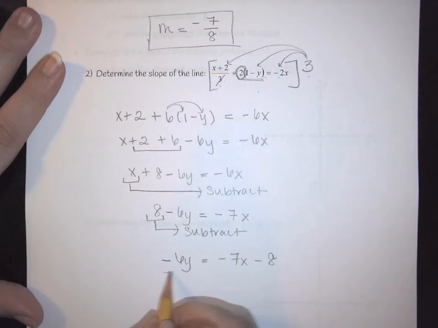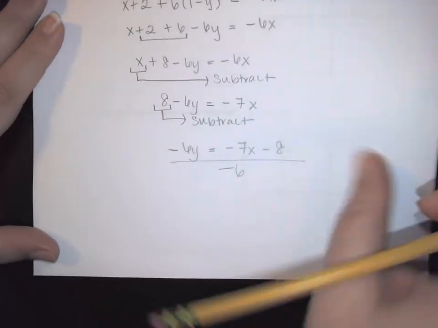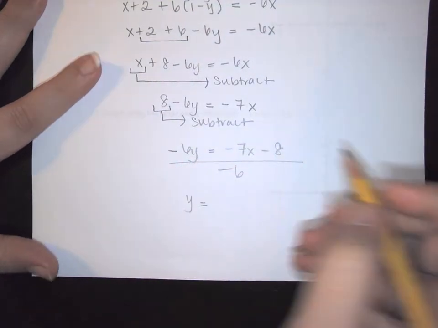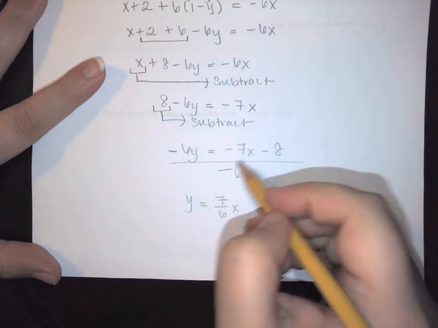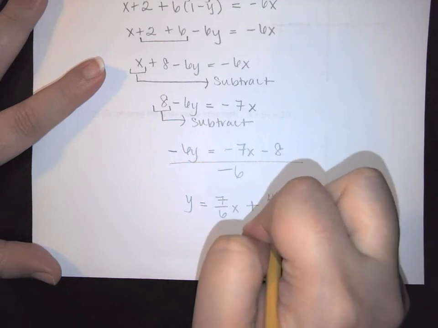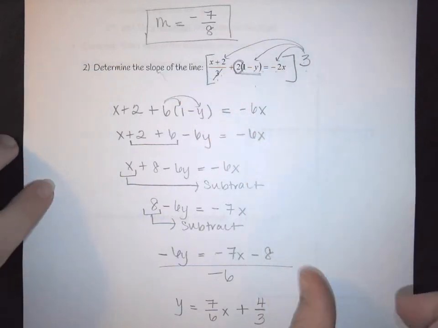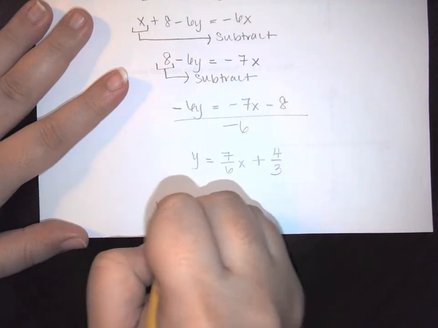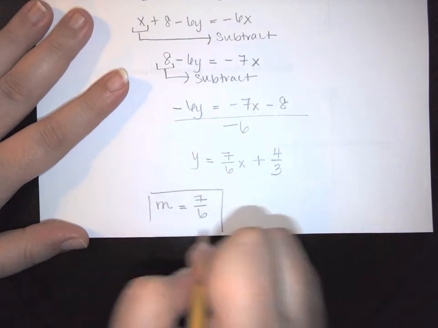I need to get y by itself, so I'm going to divide the whole thing by a negative 6. And in doing so, I get this y completely by itself, so this becomes y equals. Negative over negative is positive, so this becomes 7 over 6x. Negative over negative is positive, so this is going to be positive. 8 over 6 becomes 4 over 3. And if you remember, we wanted the slope. So here, the very last thing you need to do is identify what you wanted. So in this case, my slope is going to be 7 over 6, and this was what we were looking for.